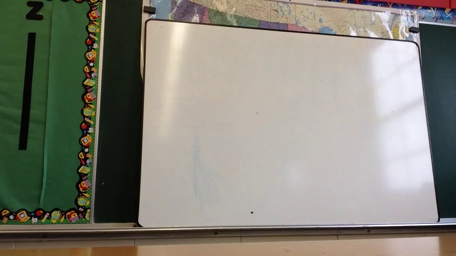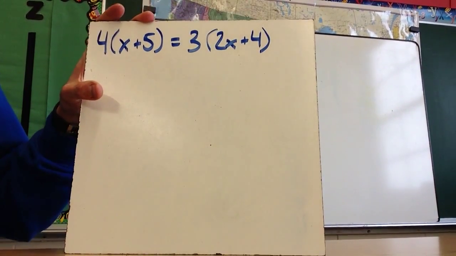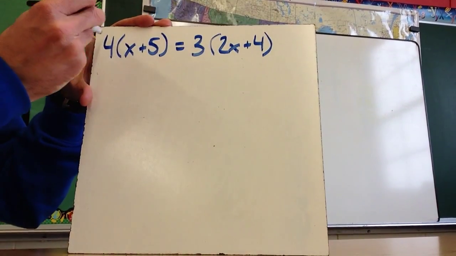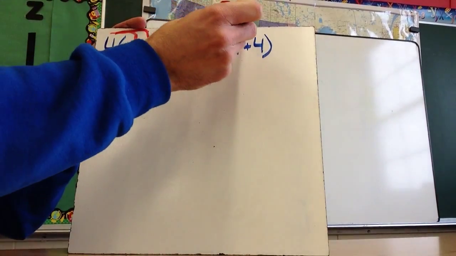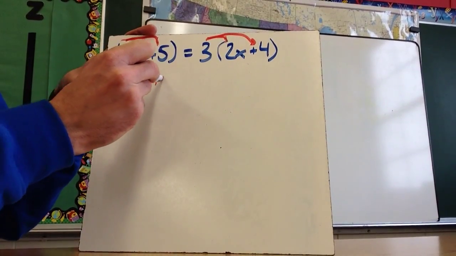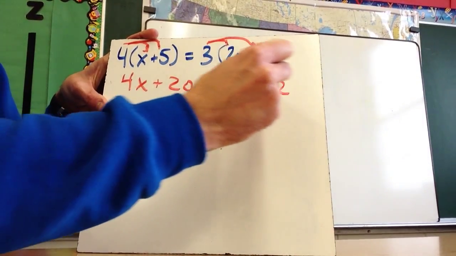All right, since we're talking about multi-step and not necessarily just two-step, remember that you might have a bit of a longer problem. This one is going to take a few steps. I'm going to distribute over here, and I'm going to distribute over here. And so this is going to become 4x plus 20 equals 6x plus 12.